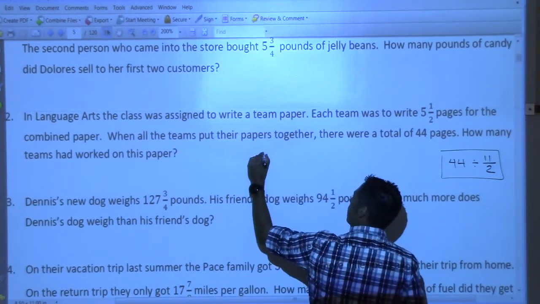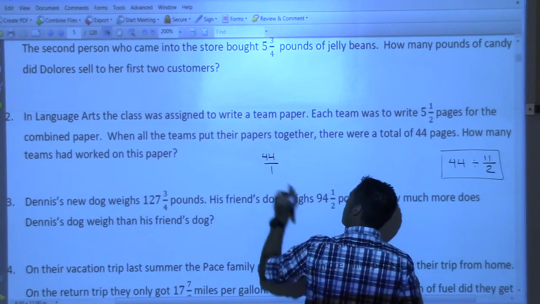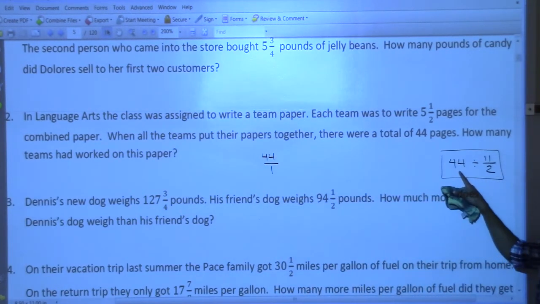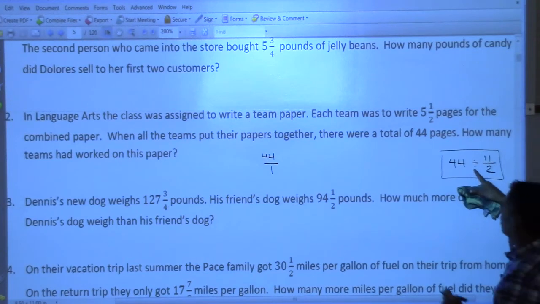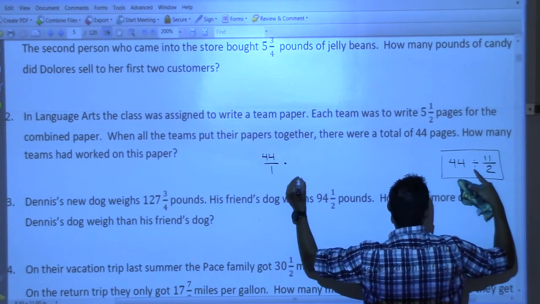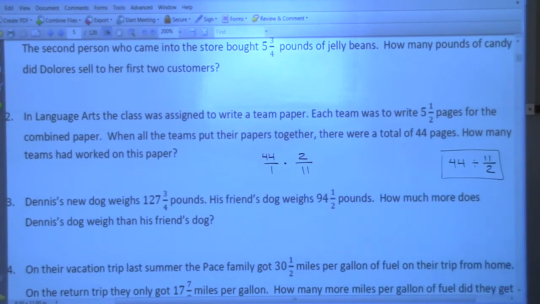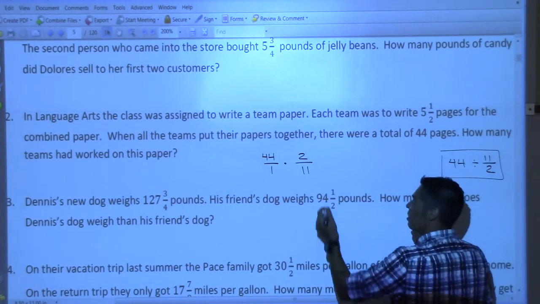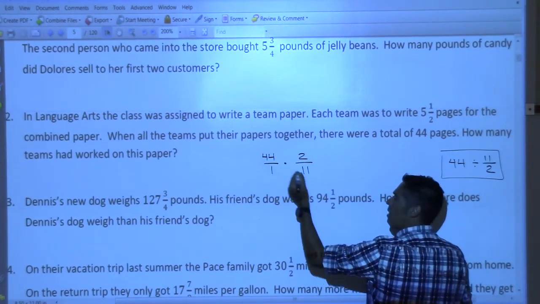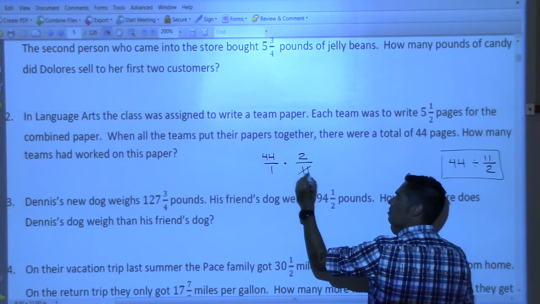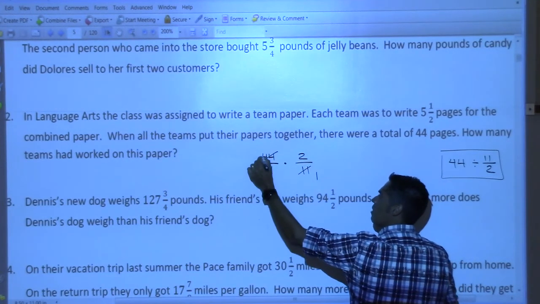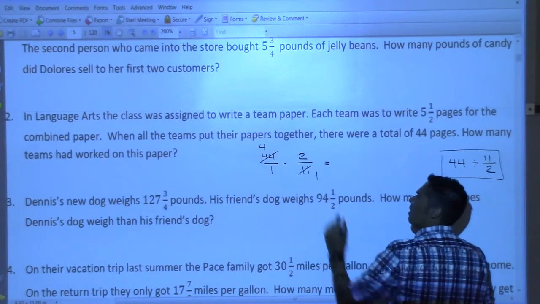If I'm going to do that, I'm going to rewrite 44 as 44 over 1 because that's how we rewrite a whole number as a fraction. And then we convert division into multiplication and we flip the second fraction over. Isn't that what we do? And then what? Oh yeah, you can actually do some simplification first. There's a number that goes into both 44 and 11. 11 goes into 11 once. 11 goes into 44 4 times.